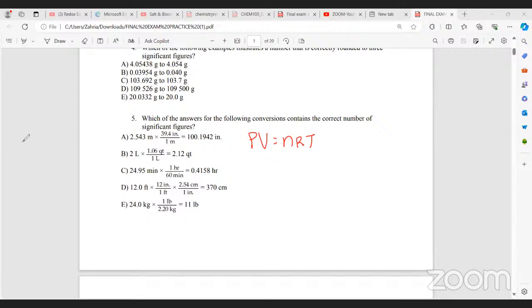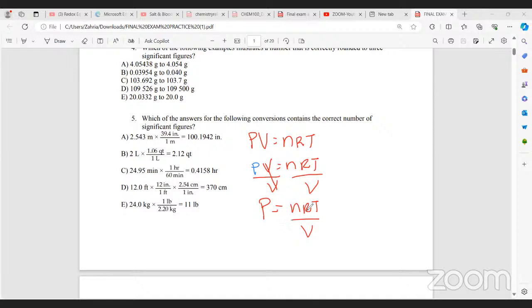So let's suppose that we are trying to look for pressure, okay? I'm going to write everything else in the other color. Because we're looking for pressure, we're going to divide both sides by V. So our formula will become P equals nRT over V.